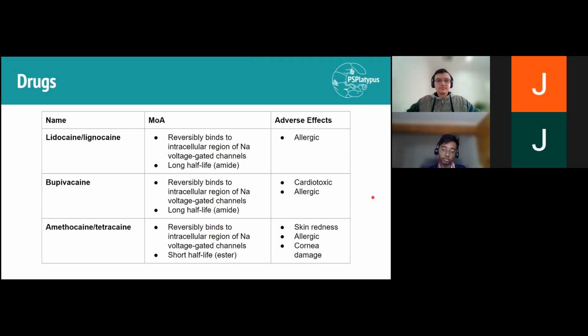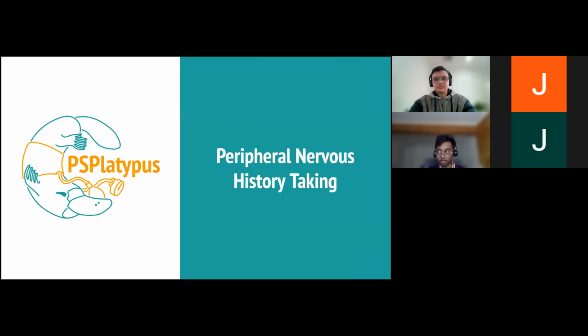All right, so we have a bunch of different drugs that we probably should know. Two amides and esters. So lidocaine or lignocaine, it's an amide, and bupivacaine is an amide as well. The only difference between these two really is the cardiotoxicity of bupivacaine. Yep, and amethocaine and tetracaine. Again, this is an ester, and it has another side effect profile. But yeah, that's it for me.